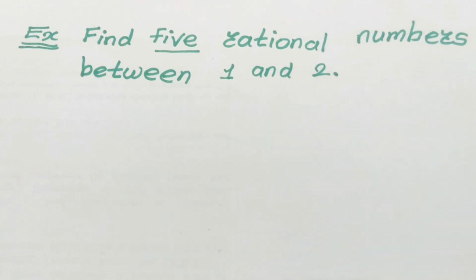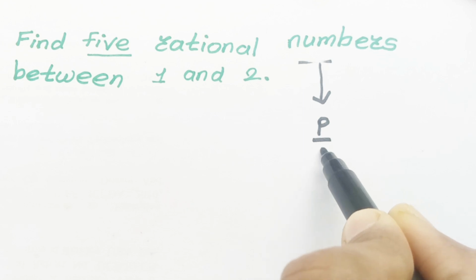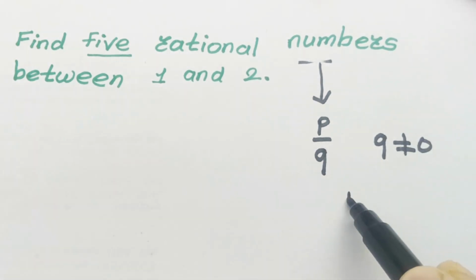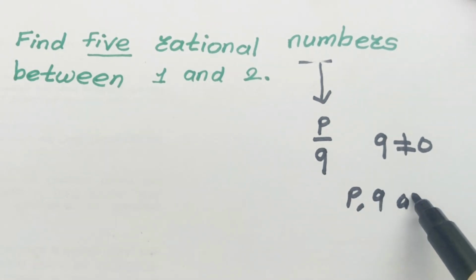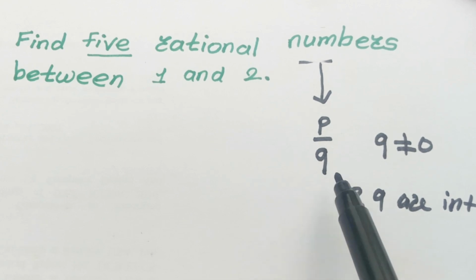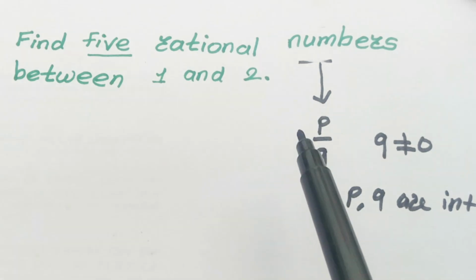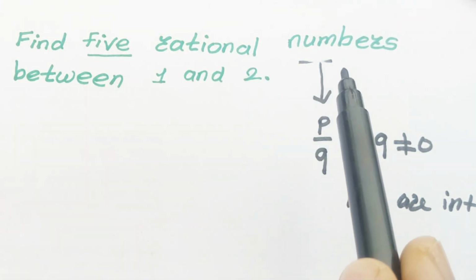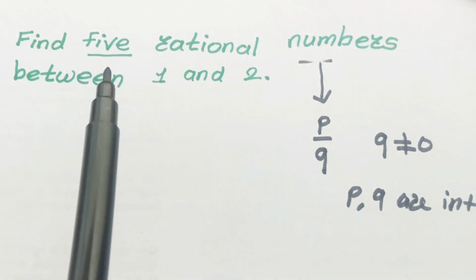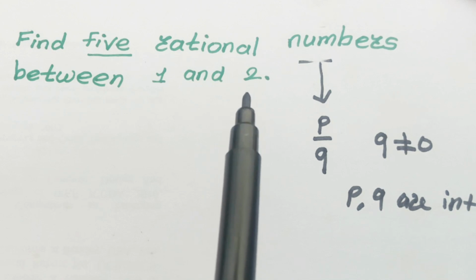As you know, a rational number is nothing but a number which can be represented in p by q form. Here q is not equal to 0, and p and q are integers. Any number which can be represented in this form, where q is not equal to 0 and p, q are integers, is called a rational number. Now in this question we have to find 5 rational numbers which lie between 1 and 2.